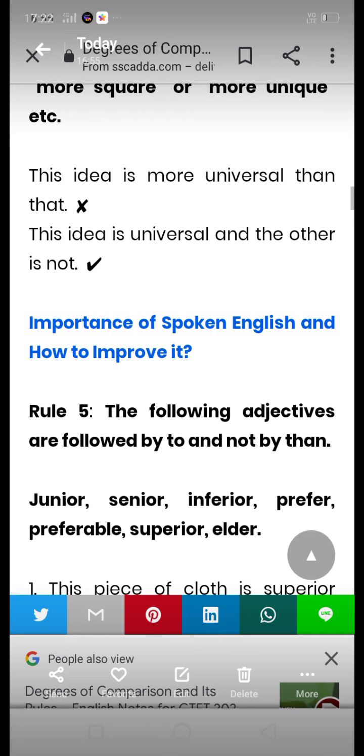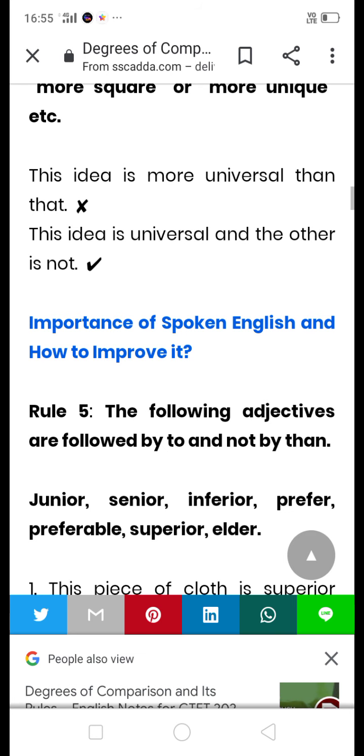Means some words are there before which we are not writing more. Some words, for example, square, unique. If these words are there, then before these words we are not writing more. For example, "This idea is more universal than that" is wrong because we are not writing more. "This idea is universal and the other is not" is the correct form of the sentence.